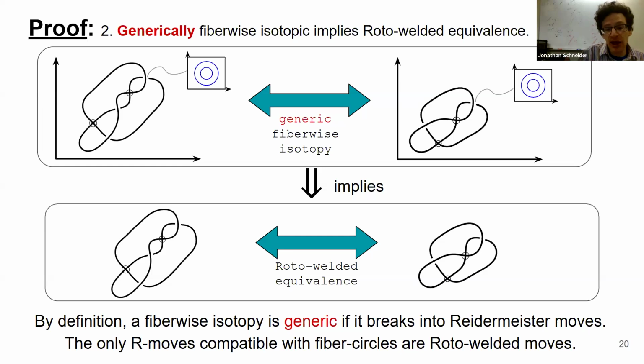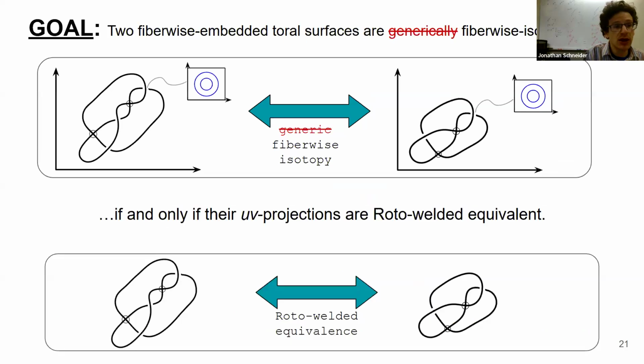So the proof of this implication is just to go through each move and check the compatibility of the fiber circles. That was easy. That theorem is almost trivial. It follows from the definition.